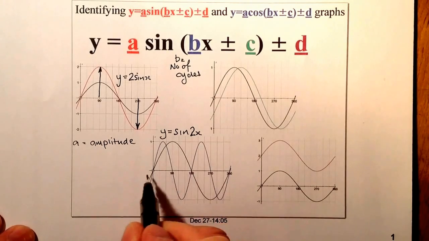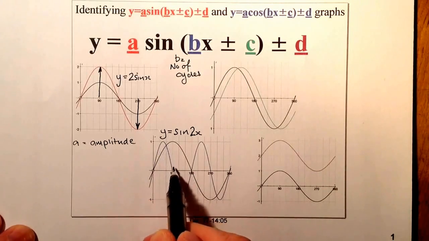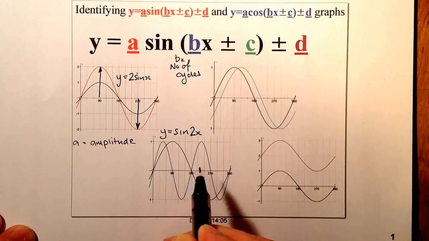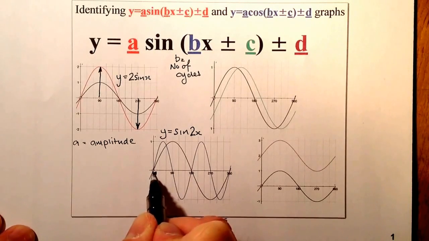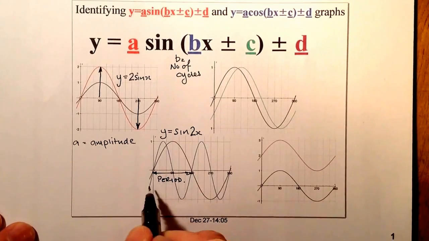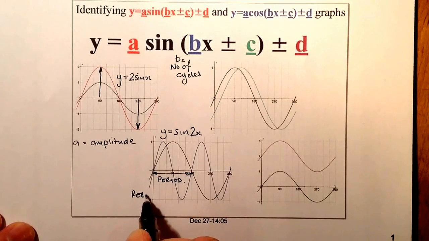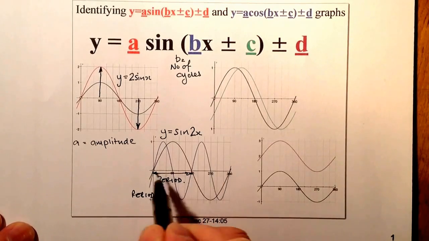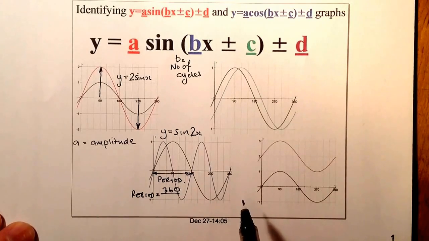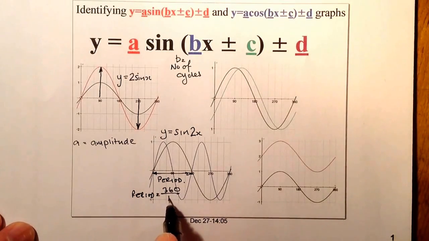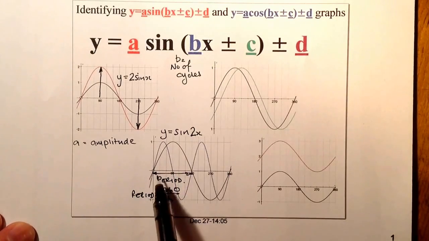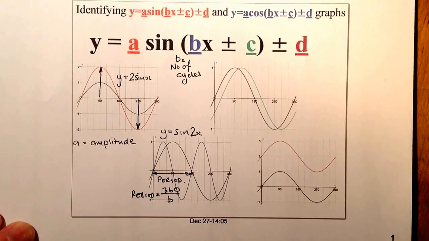Another thing that I can see here is that the graph starts to repeat after 180 degrees, and that's called the period. So that would now be the period of the graph. The period can be worked out by taking the normal 360 degrees for one cycle and dividing that by the number that we're given, which would be B. So 360 divided by 2 gives me the period of 180 here.